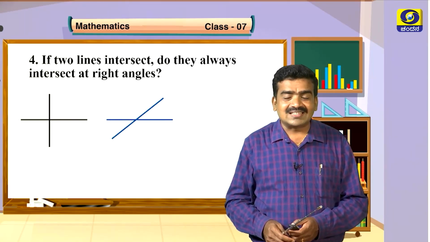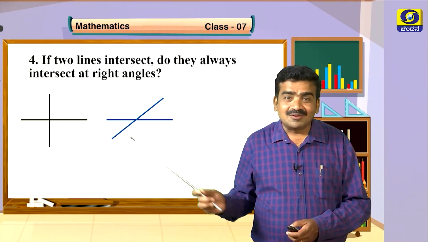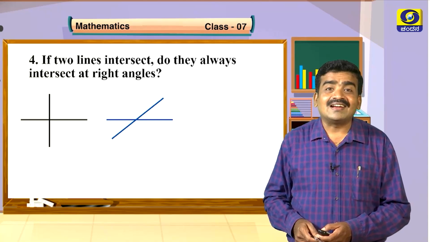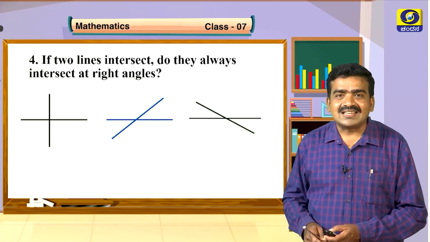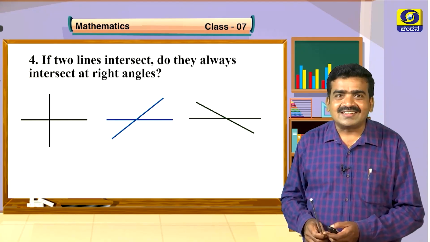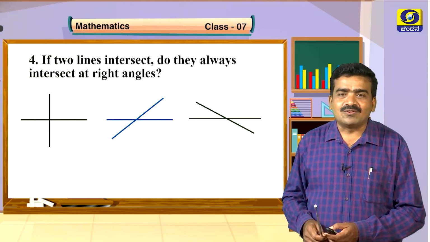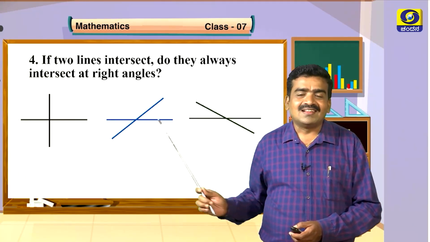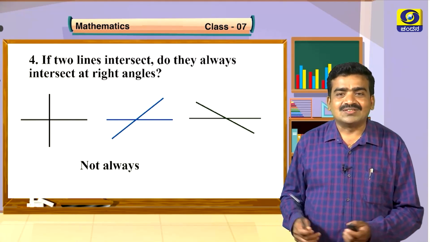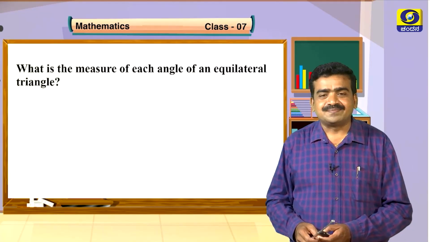Now take another example. What about in this case? In this case, they do not intersect each other at 90 degree. Take one more example. In this case also, we could not find the angle between the two lines to be 90 degree. So therefore, only sometimes they intersect each other at right angle, not always. So the answer for this question is: not always.